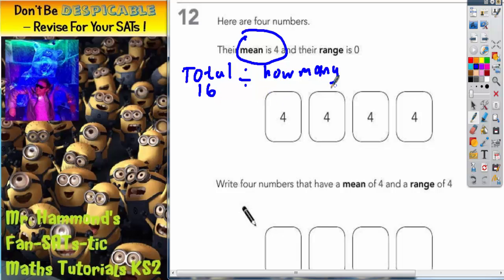And if we divide it by how many there are, 1, 2, 3, 4 numbers, it would be 16 divided by 4. And as you can see, 16 divided by 4 is 4, which is why the mean is 4.